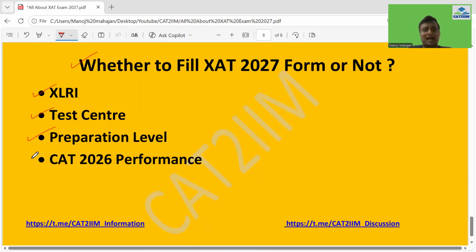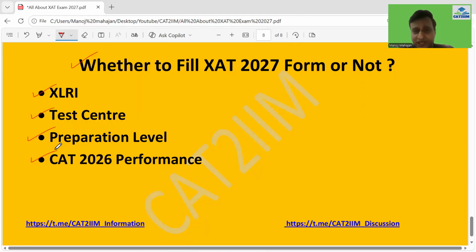Now, when I'm talking about CAT 2026 performance, if you are targeting XLRI, then it doesn't matter what your CAT 2026 performance is. But there might be students who feel they may not be able to get the XLRI call, but they're confident of other B schools. A few examples I'll give you: IMT Ghaziabad, XIMB. So they feel that they are competent to get the calls from these B schools through the XAT paper.